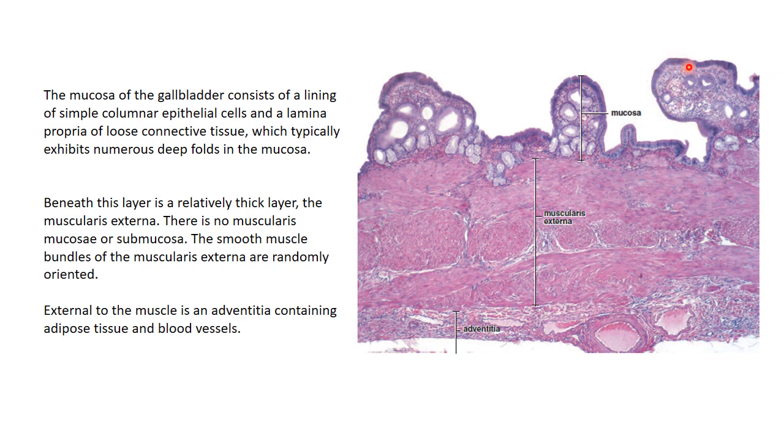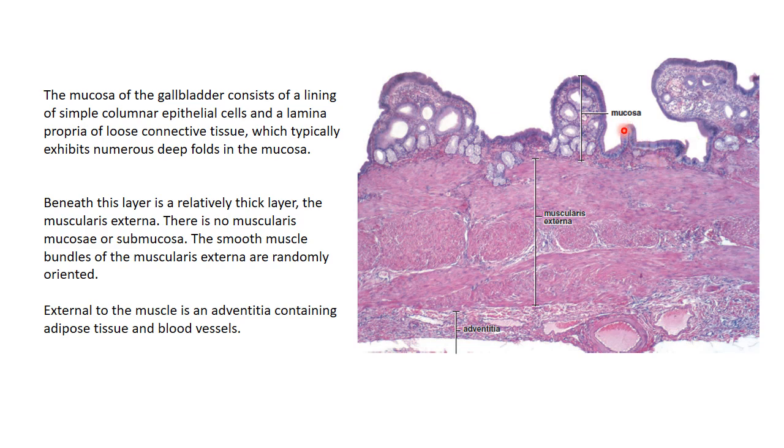Beneath the surface epithelium, which is simple columnar, we have a lamina propria of loose connective tissue, which typically exhibits numerous deep folds in the mucosa, and these deep folds are especially evident when the gallbladder is empty or partially full. The mucosa will be flattened when the gallbladder is full.